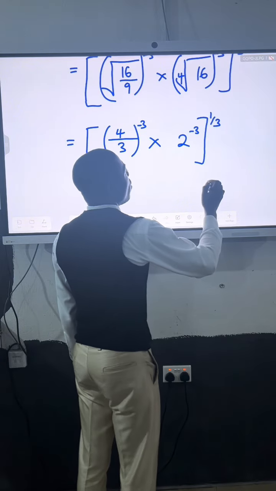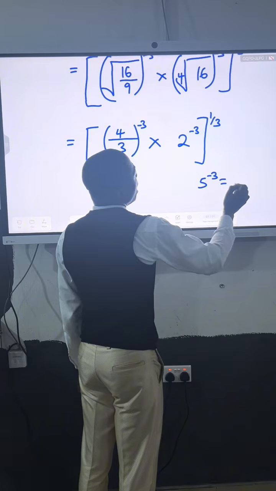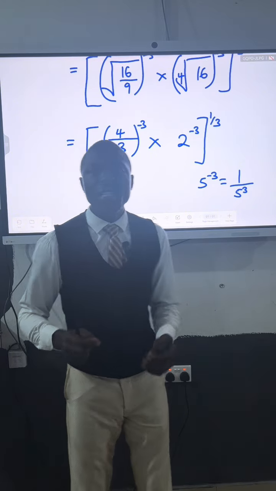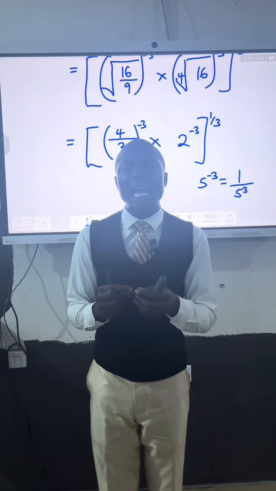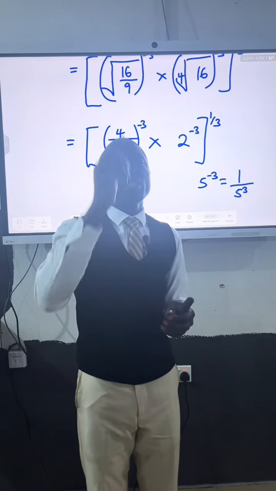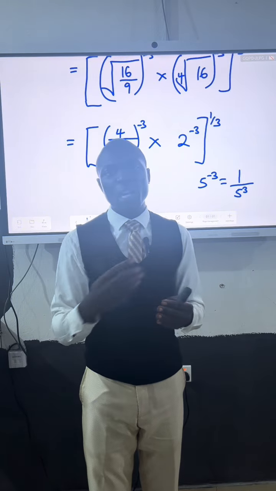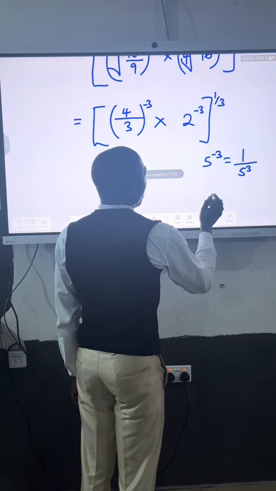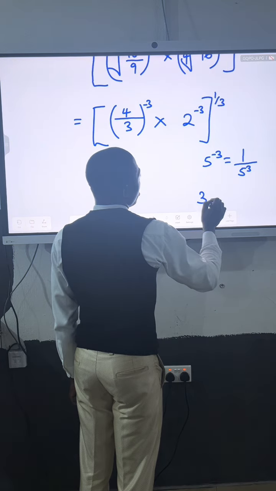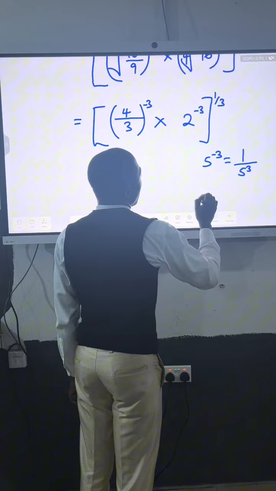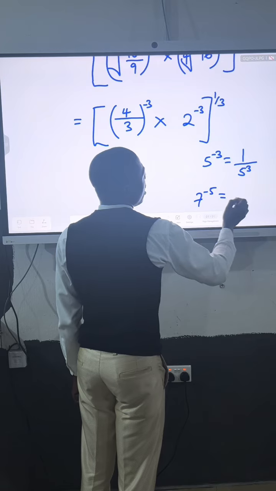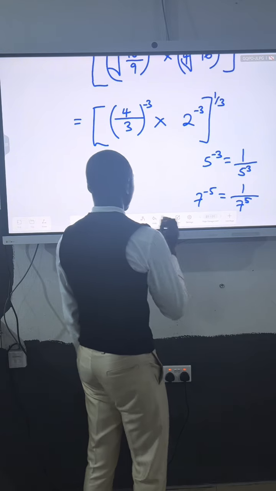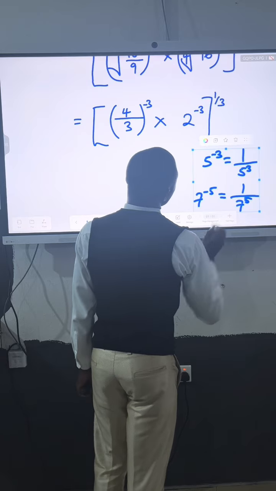See, in maths, if you write 5 raised to the power minus 3, it can be written as 1 over 5 raised to the power of 3. If the number is raised to a negative index, you just take the reciprocal by putting 1 over the number, and you cancel out the minus sign. So if I have, let's say, 7 raised to the power of minus 5, it can be written as 1 over 7 raised to the power of positive 5. And so on and so forth.